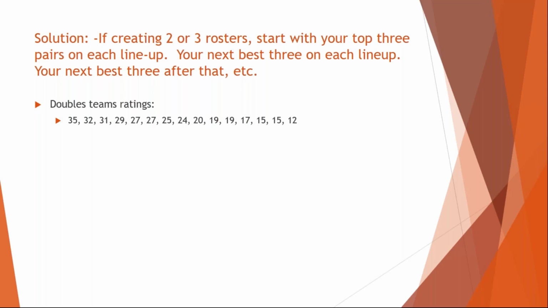Say you're lucky enough to have 15 doubles teams come out for your squad, and here are their combined ratings. Team 1 should be 35. Team 2, put that rated 32 team down there. Team 3, put the 31. Then start back over again. You'll notice this keeps them very diversely rated.